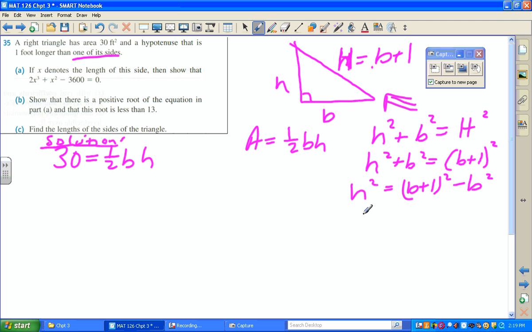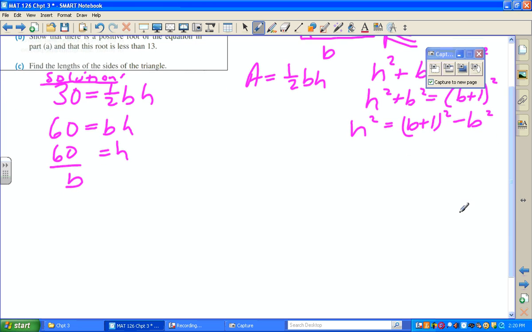Holy cow. Is this right? Oh, look at this. 60 equals BH, right? I didn't read the first question. The first question doesn't want a solution, it wants the equation. Ah, that's a piece of cake. Well, take a look at this. H equals 60 divided by B, doesn't it? Okay. That H and that H are the same. Ta-da!